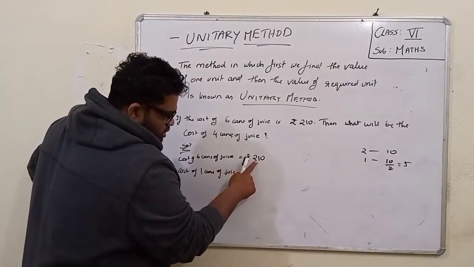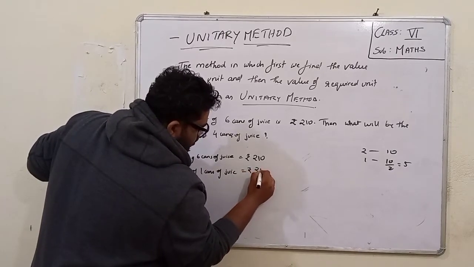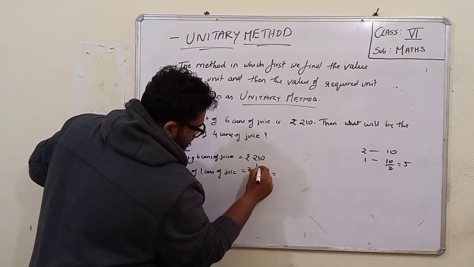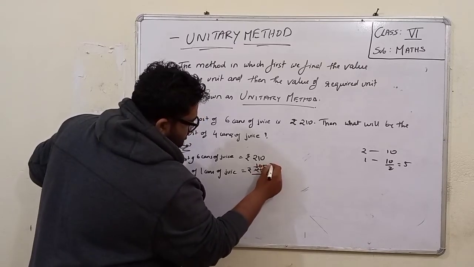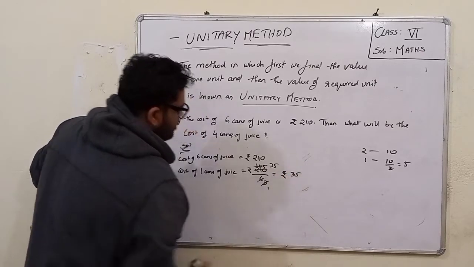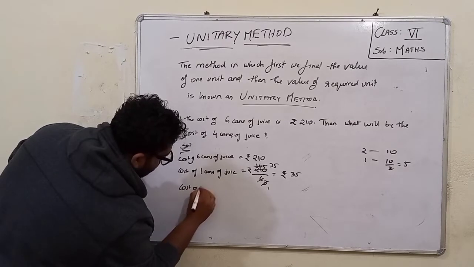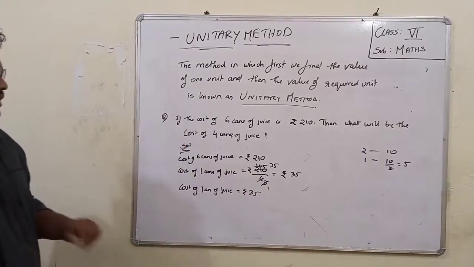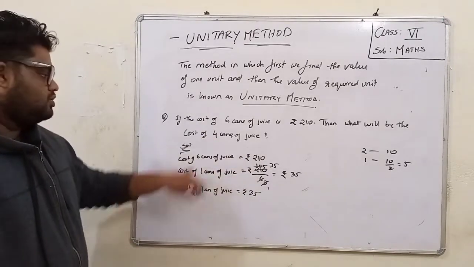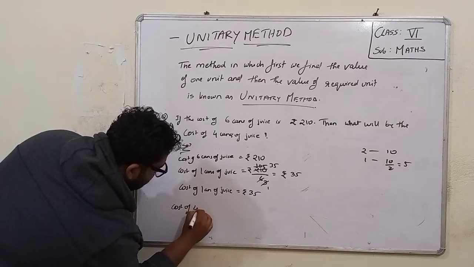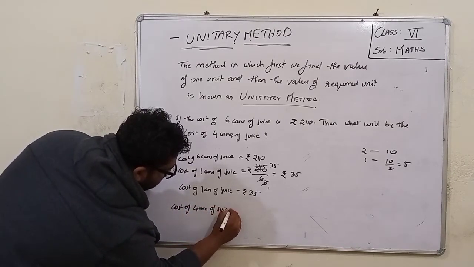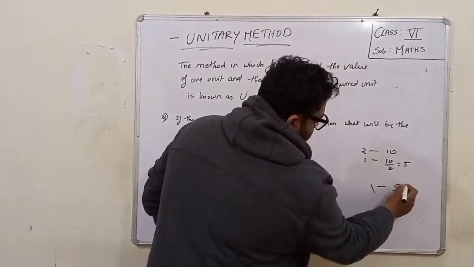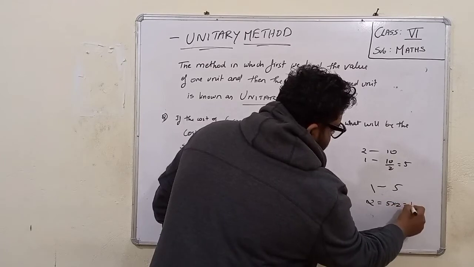If 6 cans are of rupees 210, then 1 can is equal to rupees 210 divided by 6, that is, 2 3s are 6, 2 1s are 2, 0, 2 5s are 10, 3 1s are 3, 3 3s are 9, 3 5s are 15, that is rupees 35. That means one can of juice is equal to rupees 35. Okay, if 1 can of juice is 35, can we find the 4 cans of juice? The cost of 4 cans of juice would be 4 into rupees 35. Okay, if 1 chocolate is of rupees 5, then 2 chocolates would be 5 into 2, right? That is 10. Correct.